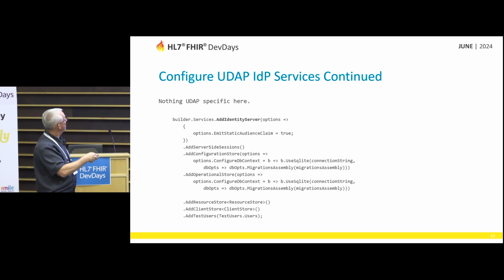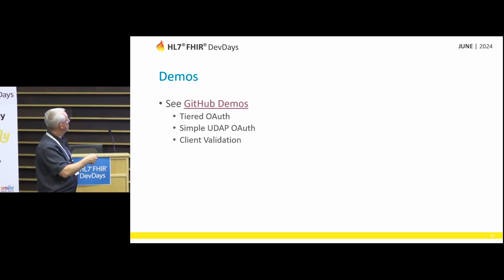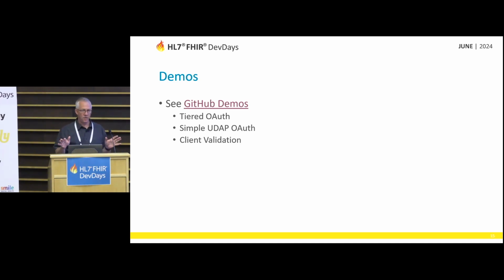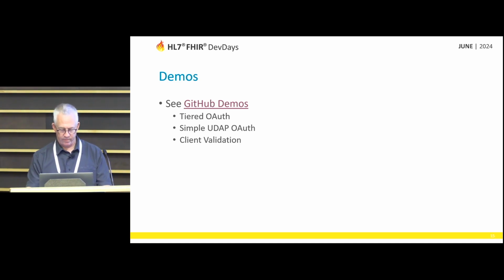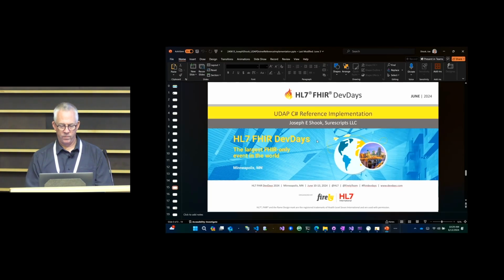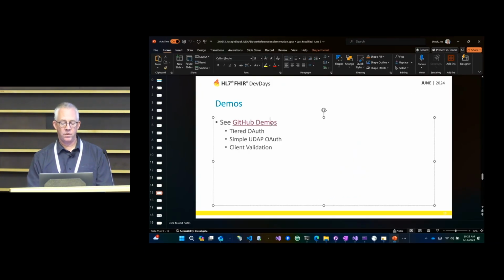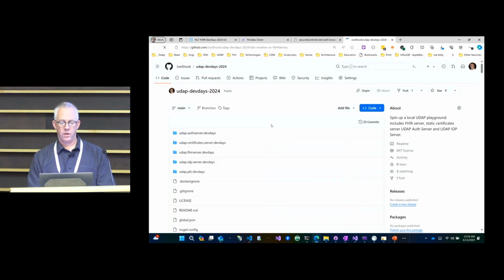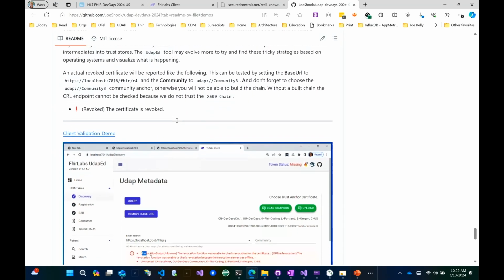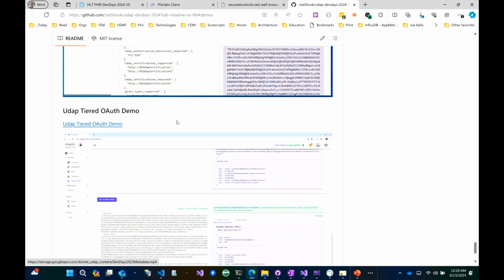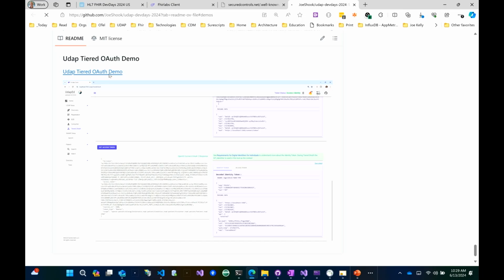Let's get past that. We're going to go a little faster now because we really want to come to this point. So I have a demo, and this demo is on the GitHub repo as a video. I kind of want to not do the video, and just do the real thing. There we go. So this is that repo, and I recorded some videos. There's a client validation demo here. That's not what we're looking at. And here is the tiered OAuth demo.